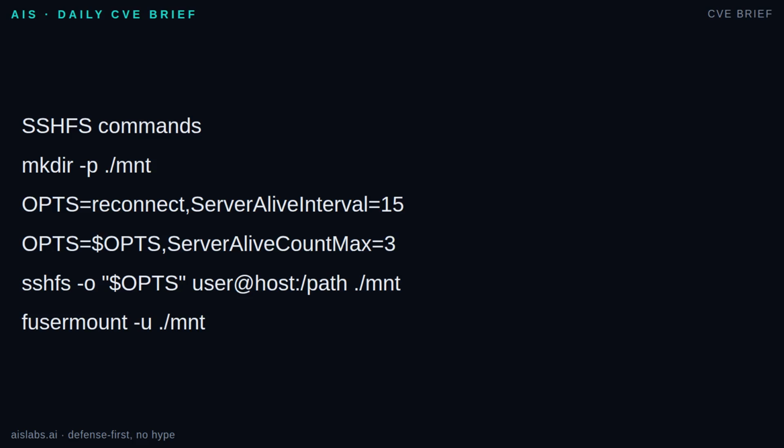The simplest mount form is sshfs user@host:path ./mnt. Use that when you are testing. For a working session, I like the options shown here. The first options line enables reconnect and sends a ServerAlive probe every 15 seconds. The second adds ServerAliveCountMax of 3, so a dead connection is detected instead of hanging forever. Then SSHFS mounts the remote path using those options. When you are done, detach with fusermount -u ./mnt. On some FUSE 3 systems, the command may be fusermount3 -u.